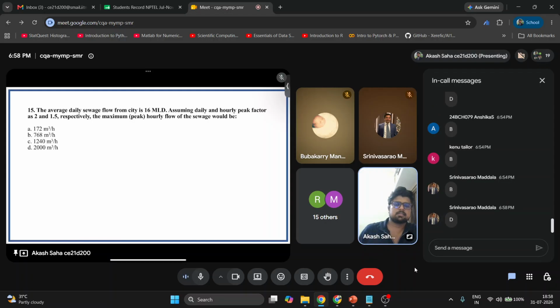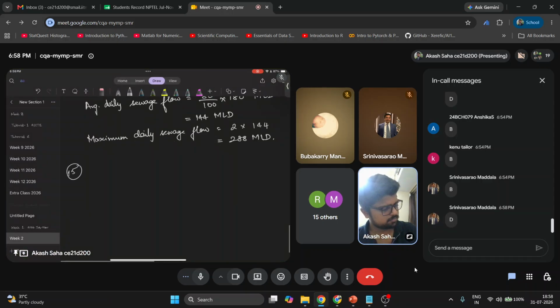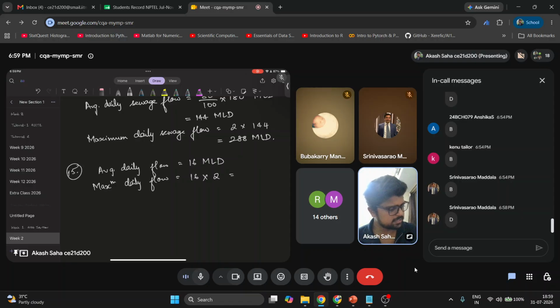D. Yes, D is the right answer. 2000 meter cube per hour. It is the right answer. Okay, so let's see the solution. So my average daily flow is 16 MLD, right? So my maximum daily flow would be 16 into the factor 2. So that is 32 MLD.